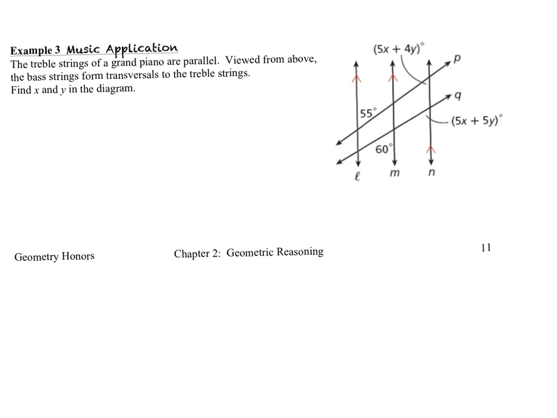The treble strings of a grand piano are parallel. Viewed from above, the bass strings form transversals to the treble strings. Find x and y in the diagram. So let's see, the first thing I'm looking at here is we have angle 55 is going to be congruent to the 5x plus 4y.